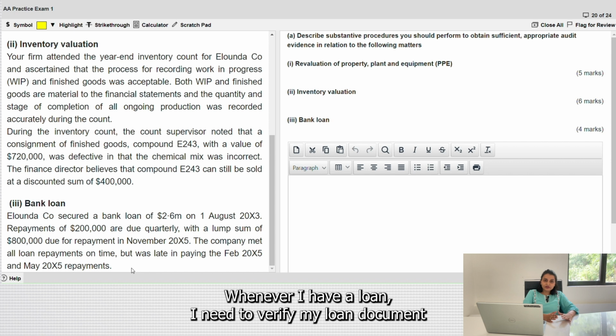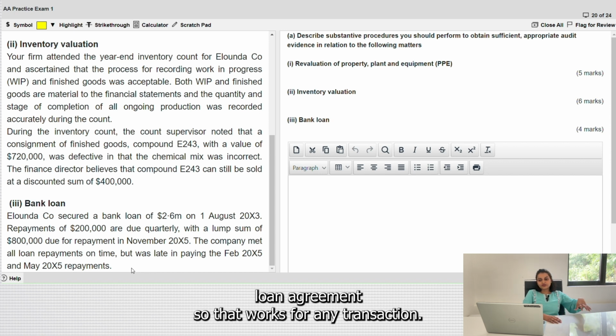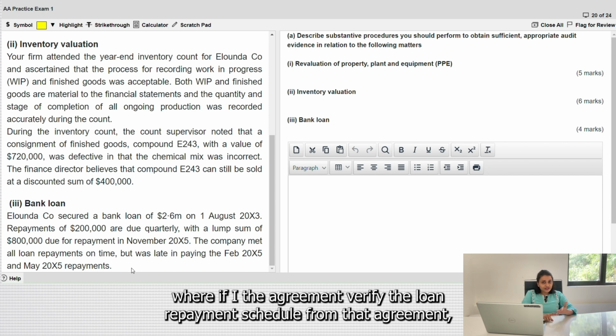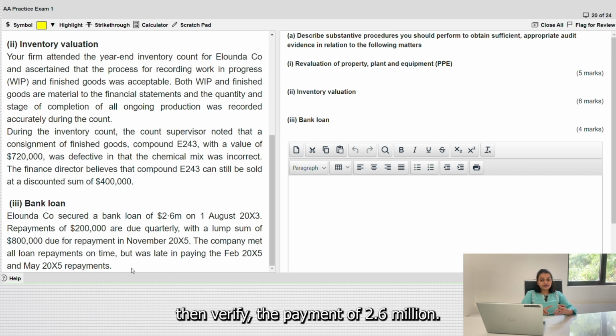Now simple, whenever I have a loan, I need to verify my loan document, loan agreement. So that works for any transaction. I have my leases, I have my loans. Wherever there would be an agreement, verify the agreement. Verify the loan repayment schedule from that agreement. Then verify the payment of 2.6 million, has that come into my bank account.